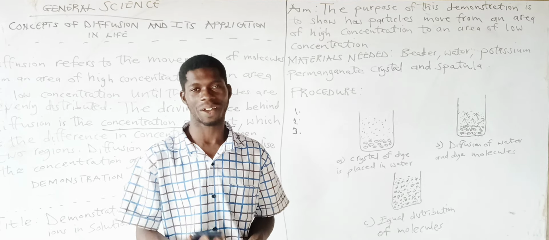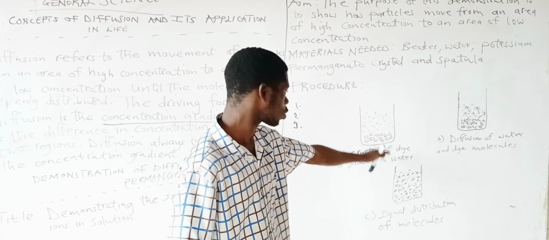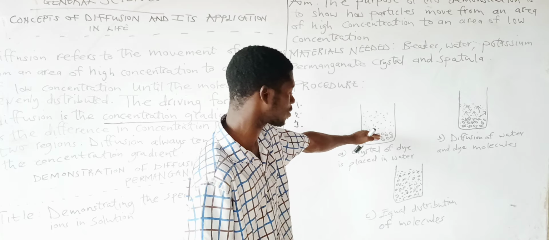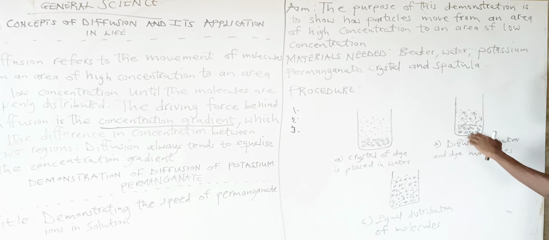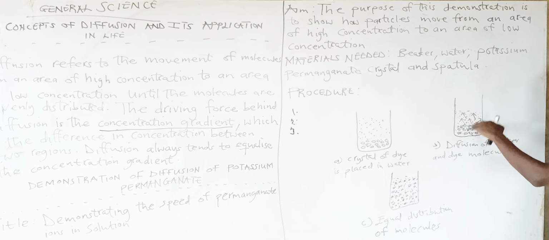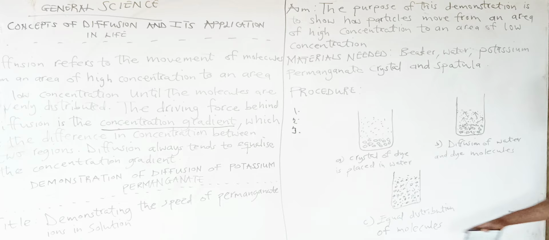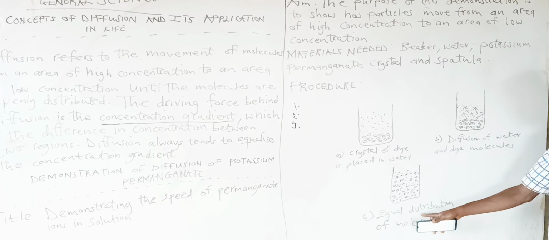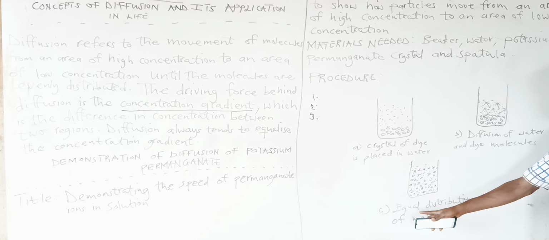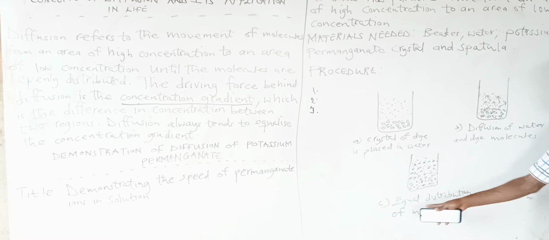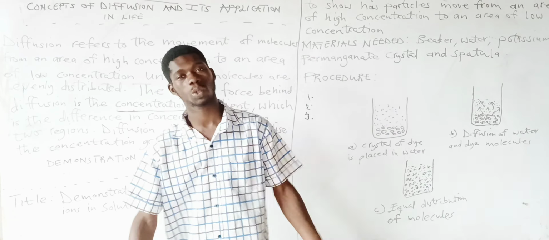Okay. So you have a crystal of dye placed in water, so the potassium permanganate crystal is placed in water, right? Then diffusion of water and dye molecules, you can see that they are spreading inside of the beaker. It's a process. Then definitely it will have equal distribution of molecules. So for a few minutes, it will have equal distribution of what? Of molecules. So the first question that I asked you, what will happen?